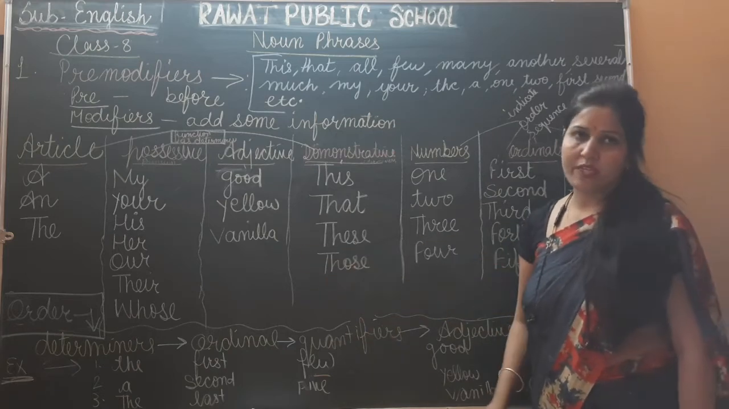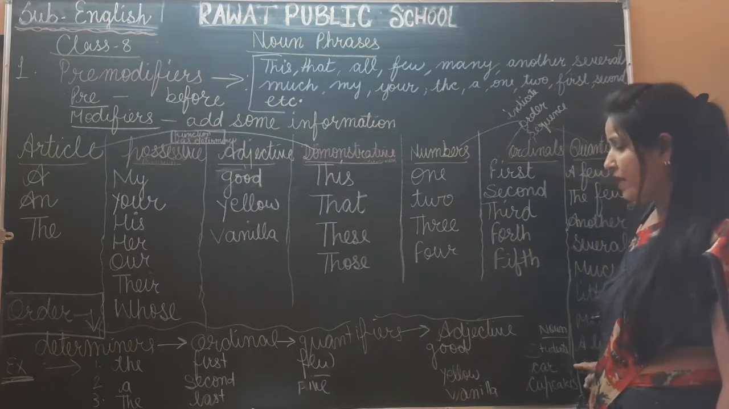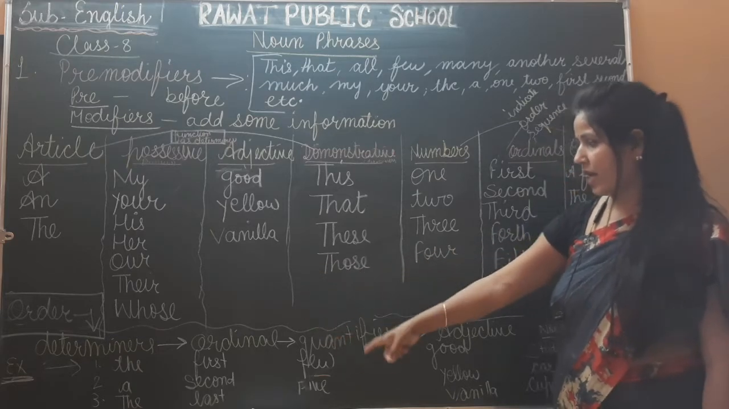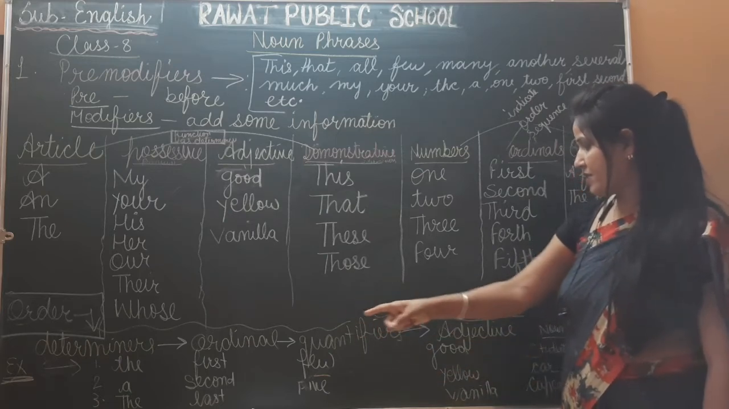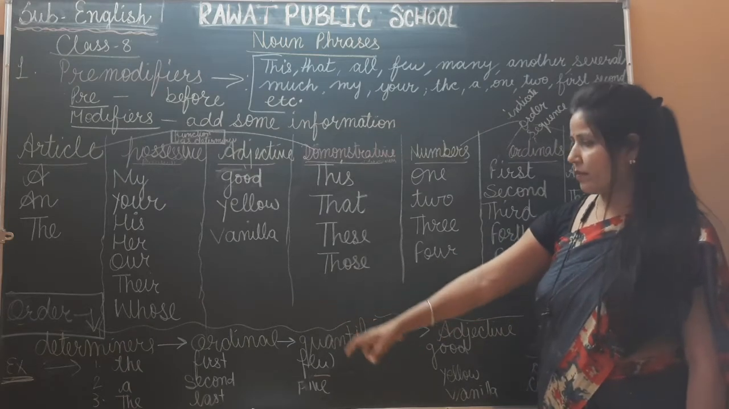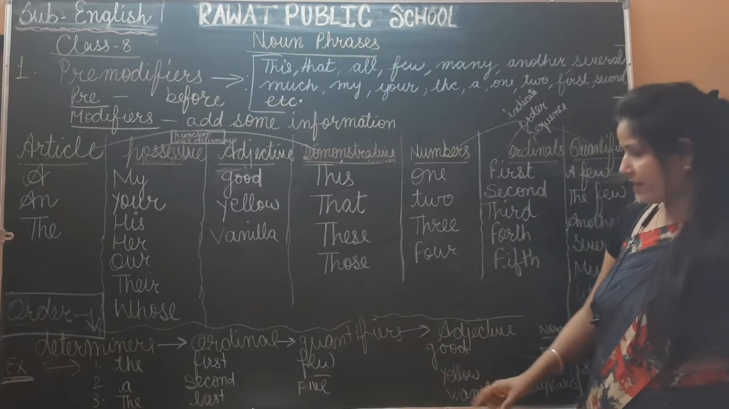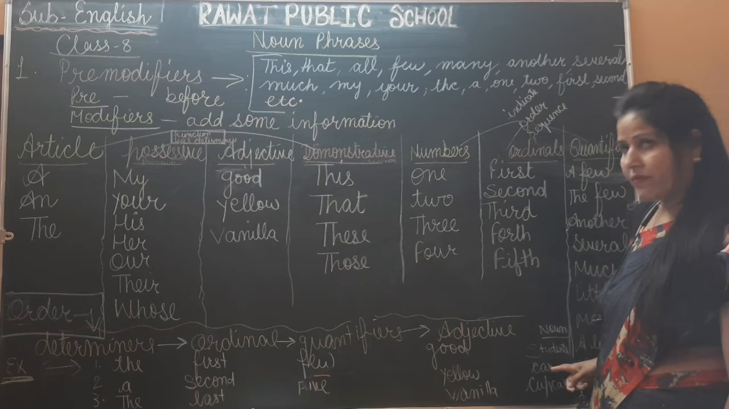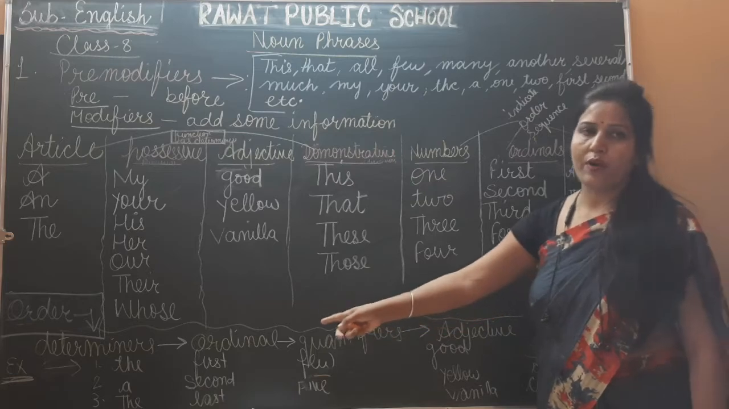So with the help of an example we will understand: the first few good students. In this sentence, the is a determiner, first is an ordinal, few is a quantifier, good is an adjective, and student is the noun. Second example, a second yellow car. Here a is a determiner, second is an ordinal, there is no quantifier in this, yellow is an adjective, and car is a noun. So in this noun phrase the word car is the head word, and all the words are modifying car.